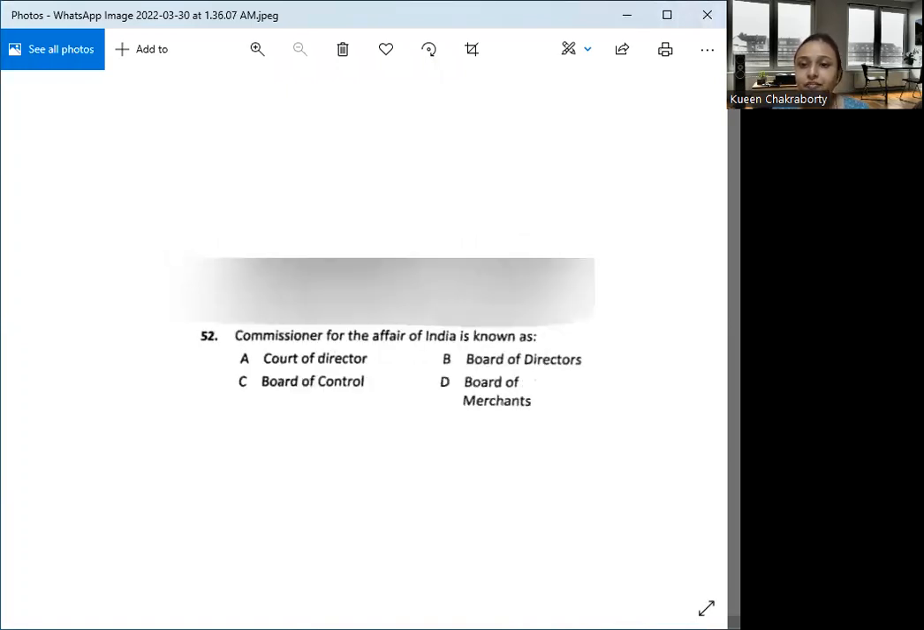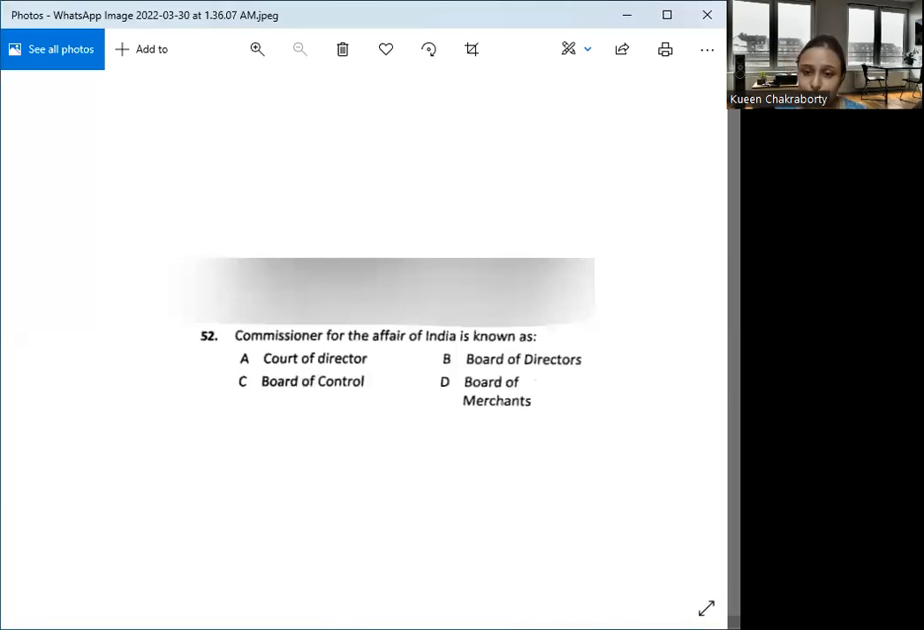Commissioner for the Affairs of India is known as: Board of Directors, Board of Directors, Board of Control, Board of Merchants. So which will be the correct answer? We have four options. The correct answer is option number C.